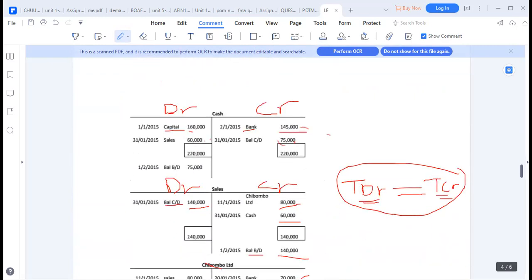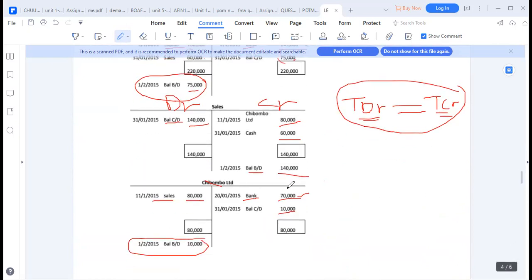So balancing all this cash, we had 75,000, which we still have on the debit side on this column. It was still there because the cash is an asset. Sales we are giving away. Always sales should have a credit balance because we are giving away. Chivombo, this was our customer. Customers should have a debit balance because you have a debit and a credit. Okay, so this is just about what goes on.